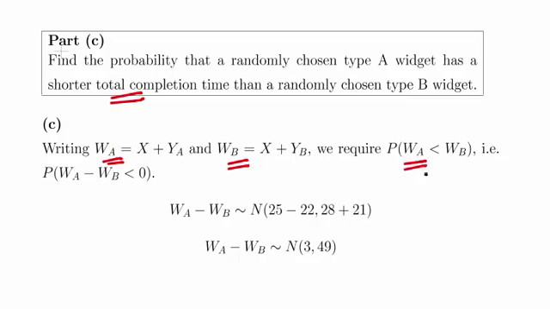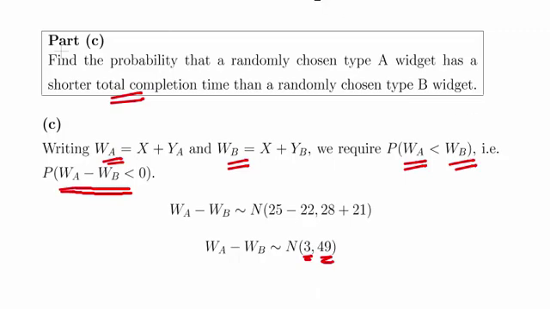So essentially what we want to do is find the probability of WA being less than WB, which again we can express as a difference and use this formula here. This is using our results from part A. The 25 and 28 is the total mean and variance of a type A widget. 22 and 21 is the total mean and variance of a type B widget. So 25 minus 22 is 3, and 28 plus 21 is 49. So the difference is normally distributed with a mean of plus 3 minutes and a variance of 49 minutes squared.